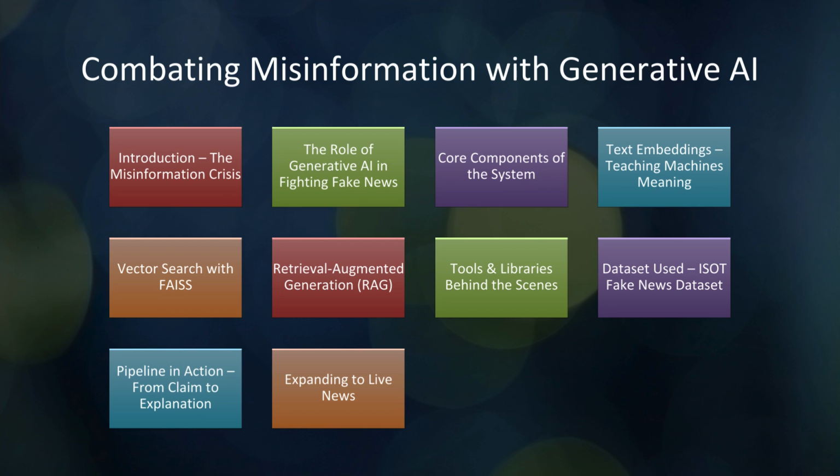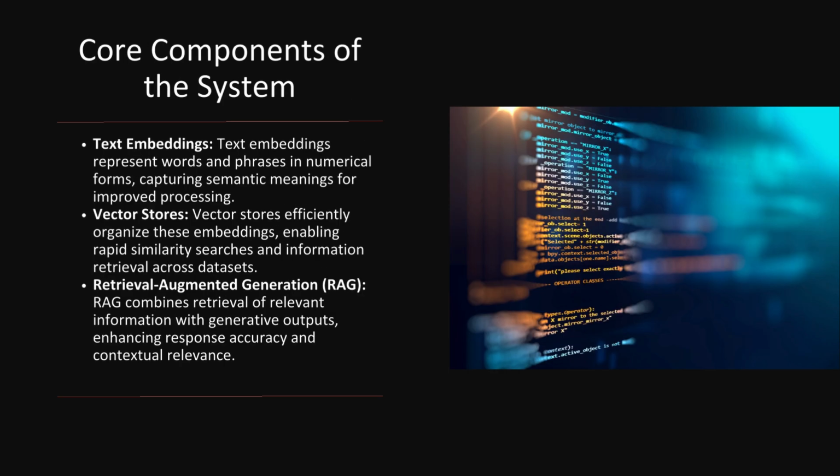Exactly. The material covers a really potent mix of AI techniques. We're talking text embeddings first, basically teaching computers to grasp the meaning behind the text. Then vector stores, specifically one called FAISS, which are like super fast search engines for those meanings. And finally, Retrieval-Augmented Generation, or RAG. That uses large language models, LLMs, to create fact-checked answers based on actual evidence.